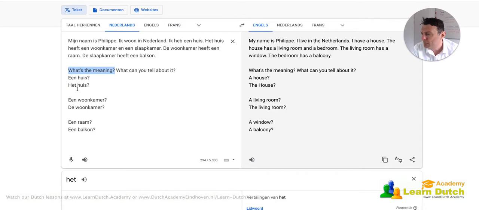What do I mean by using het huis? What could you tell me about it? What do you know about de woonkamer? And what do you know about een raam or een balkon?